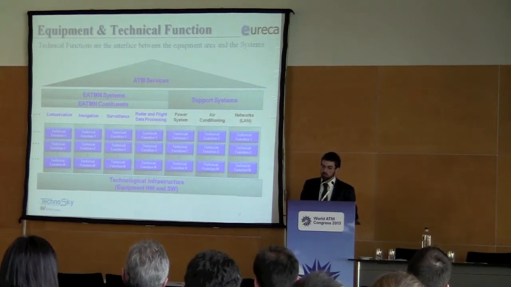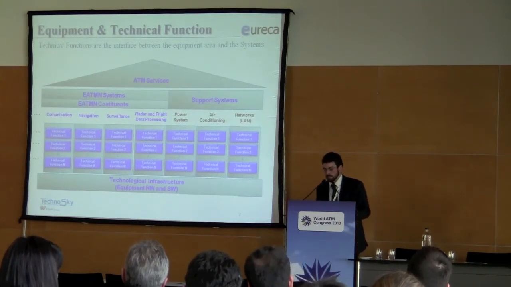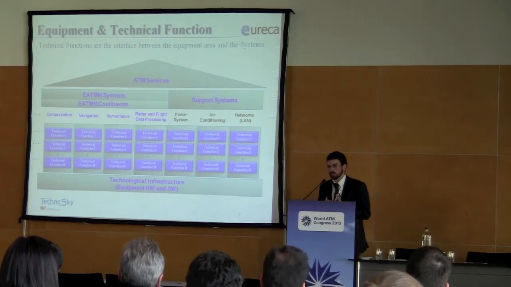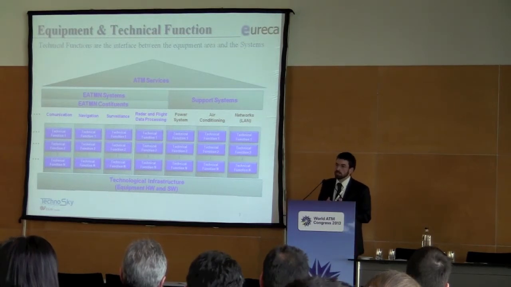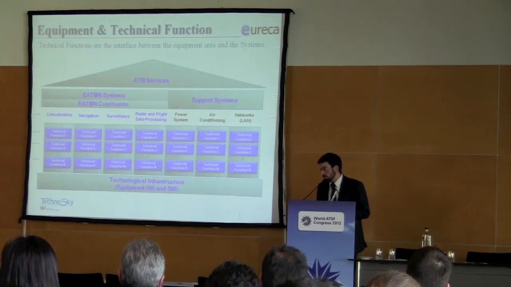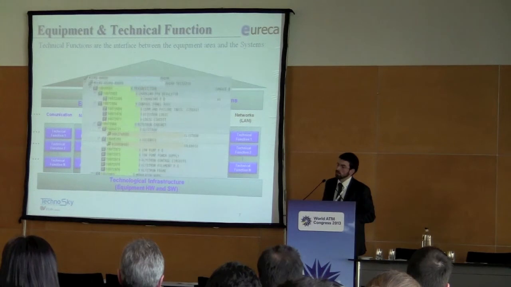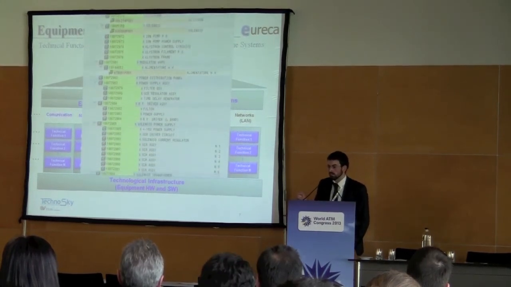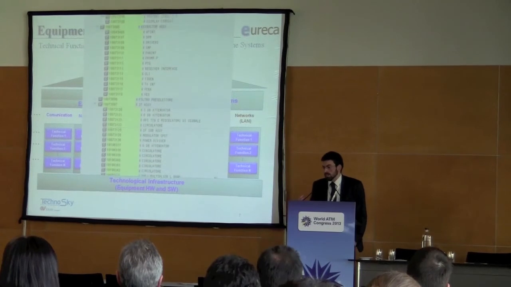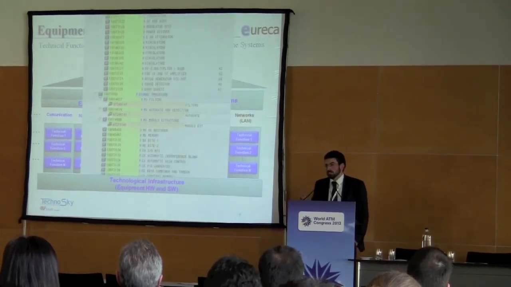There is only one requirement in order to perform the technical function analysis. Of course, we have to control the version and the configuration of the equipment in a very strong way. And this is, for example, one of the main goals of TechnoSky, that uses an ERP software in order to have the version control and the configuration control in Italy. For example, here, this is an example of the configuration of one radar that we have analyzed through the Eureka methodology. And as you can see, there are a lot of equipment, okay? And this is the starting point.